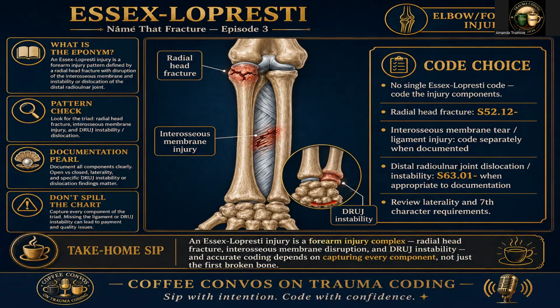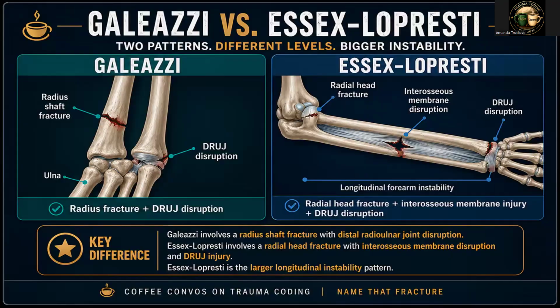And then when you start looking at your distal radioulnar joint dislocation and that instability, you will go into the S63.01 subdivision of the code, of course, when it's appropriately documented to do so. And then you've got that interosseous membrane injury, and that's going to usually be assigned as a separate injury in and of itself as well. So you must capture every component, not just that broken bone.